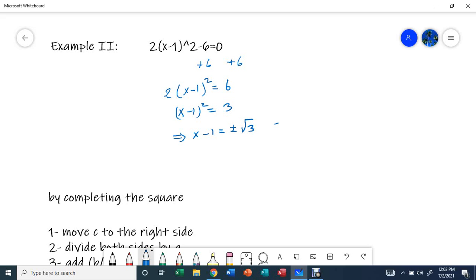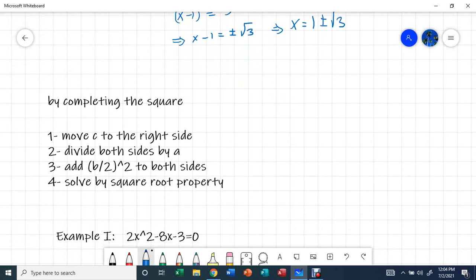Then you add 1 to both sides and you're done. x equals 1 plus or minus the square root of 3. And that's your solution to the equation in example number 2. So now let's look at the third way of solving a quadratic equation, which is called completing the square.